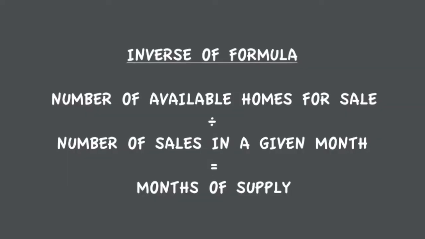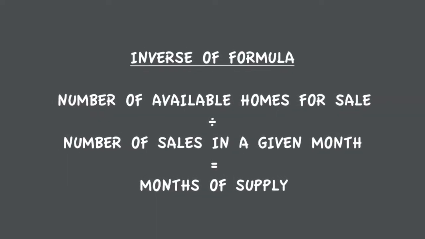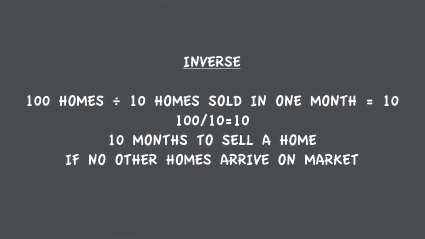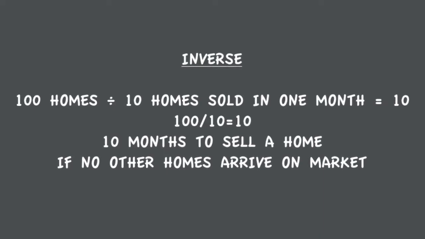The inverse of this formula will give you the months of supply of active listings to be sold if no other homes come on the market. In the previous example, the number of homes will be exhausted in 10 months. 100 available homes divided by 10 homes sold. 100 divided by 10 equals 10 months to sell a home.